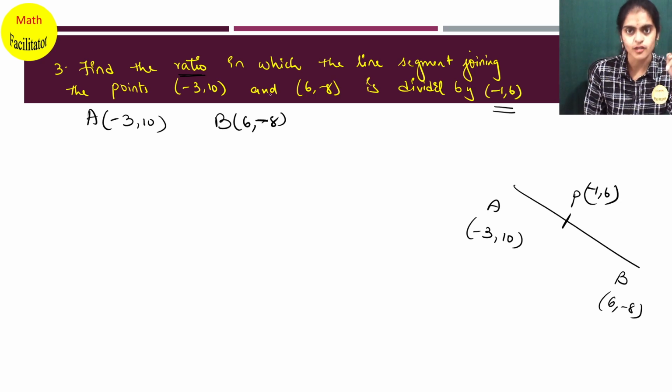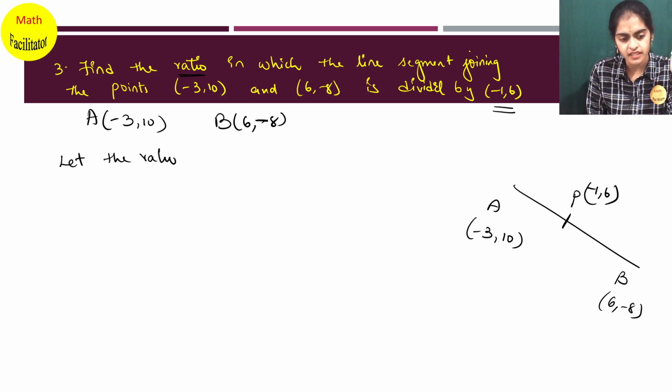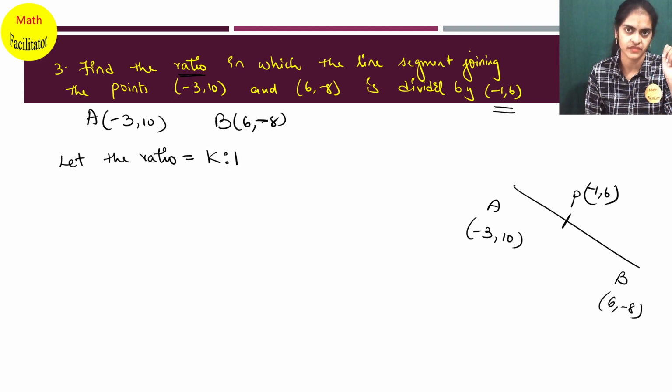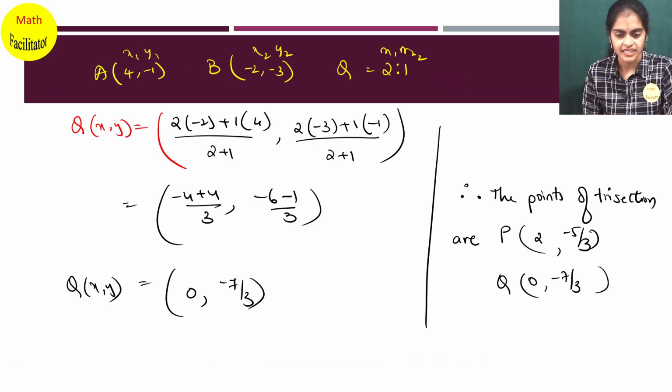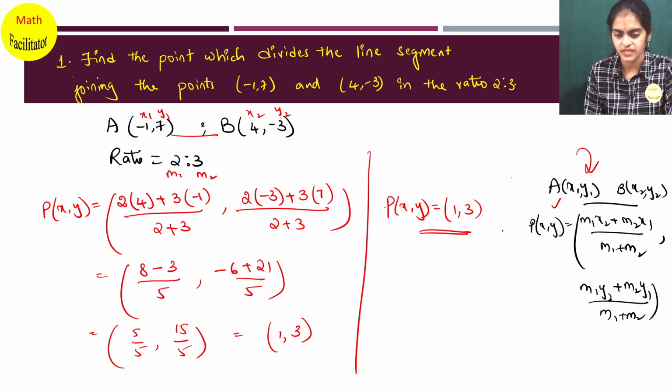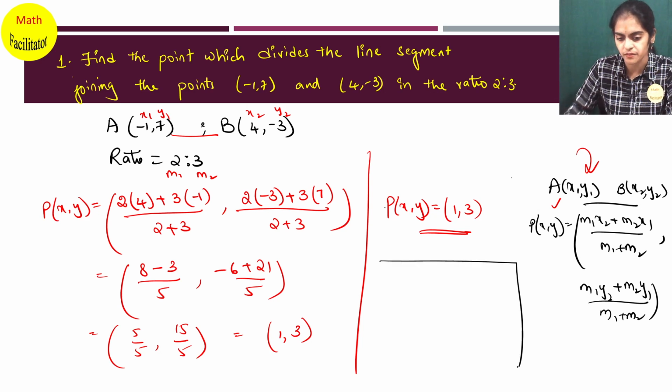Find the ratio. We don't know the ratio. Whenever they ask you to find the ratio, you will take the ratio as k is to 1. You may say, ma'am, just now you told me that the ratio is m1 is to m2, isn't it? Now how is it k is to 1? I'll tell you here.